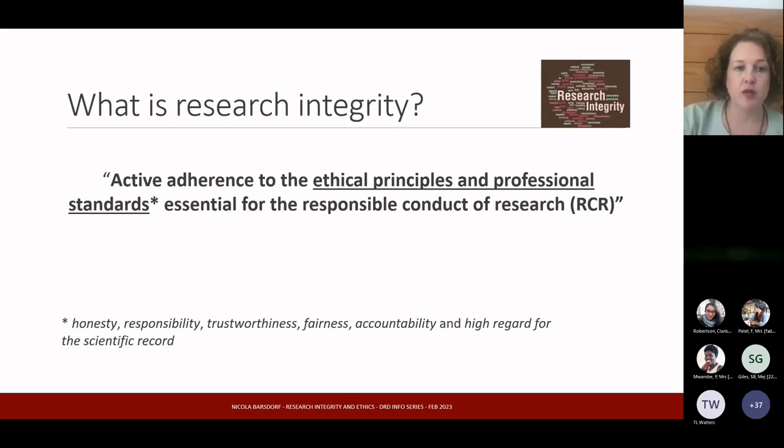And if you look at then the definition of research integrity, what is research integrity? Well, it's doing what's right while we conduct research. So active adherence to the ethical principles and those professional standards that are essential for doing research responsibly. So some of those ethical principles and professional standards include honesty, responsibility, being trustworthy, fair, accountable, and having a high regard for the scientific record or the outputs or documentation of your science.